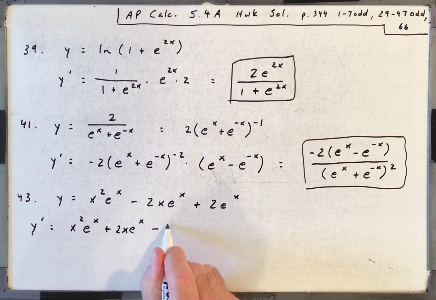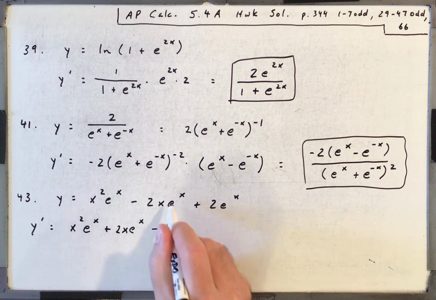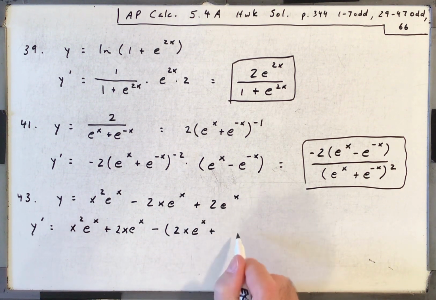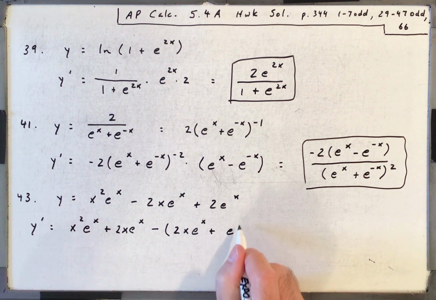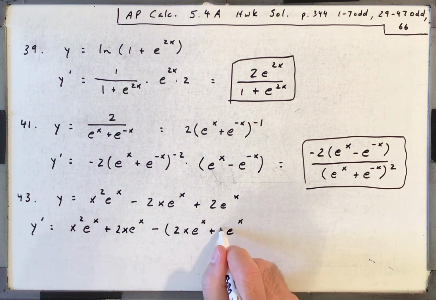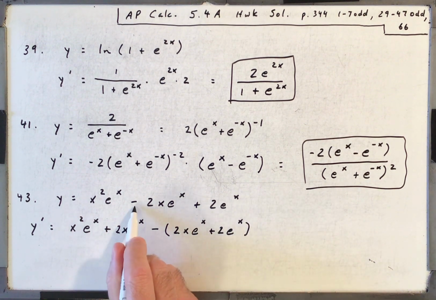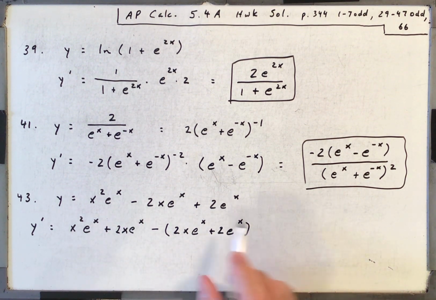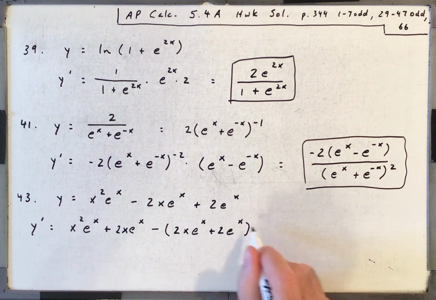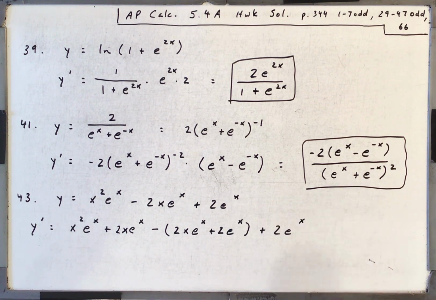Minus, now I'm going to put all this in parentheses. The first, 2x, times the derivative of e to the x, which is just e to the x, plus the second, e to the x, times the derivative of 2x, that's just 2. And I put parentheses around it so we don't mess up that minus sign. And the derivative of 2e to the x is just going to be 2e to the x, because the derivative of e to the x is e to the x.